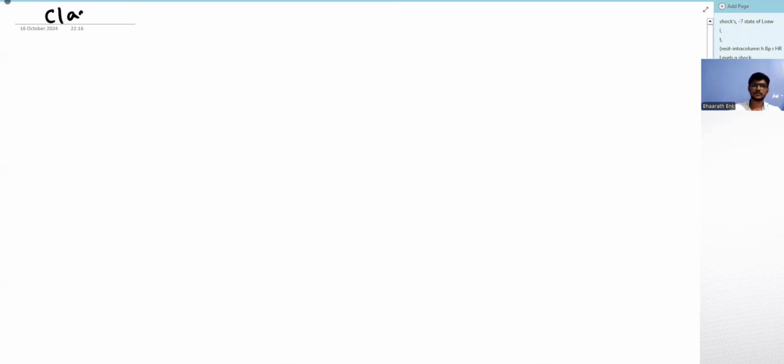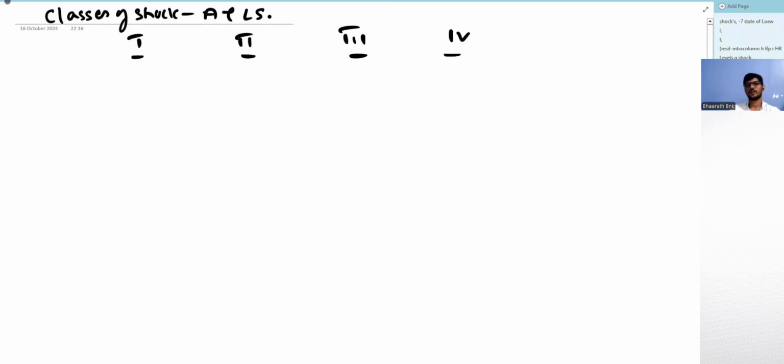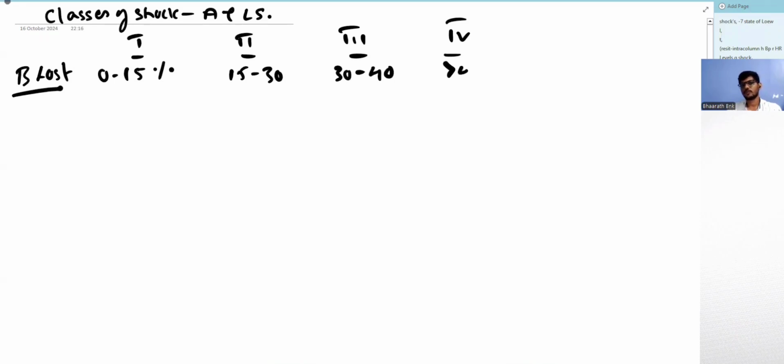Yes, yes. Then classes of shock according to ATLS. Now, ATLS classifies shock into type 1, type 2, type 3, and type 4 shock. Right? It is more of a grading of shock, so it is all dependent upon the blood lost. Up to 15% of blood lost is type 1, type 2 is 15 to 30%, type 3 is 30 to 40%, and type 4 is more than 40%.